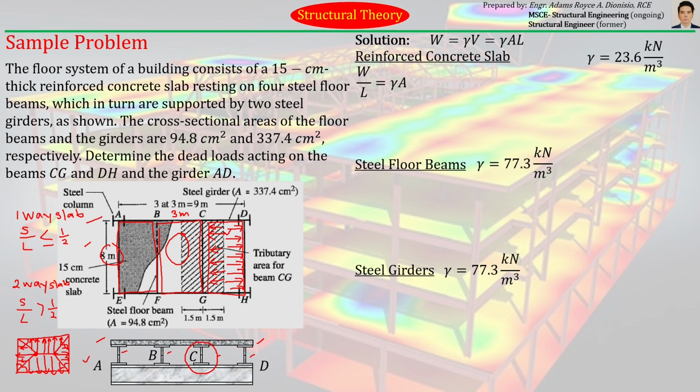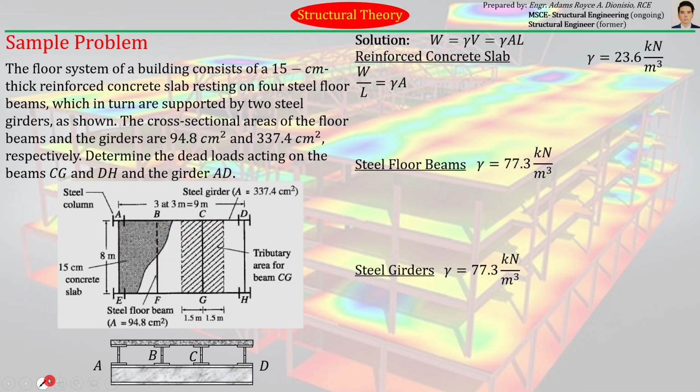Okay? So, kung titignan natin yung floor beam CG, may dalawang slab panel siya na sinusupport. Buburahin ko lang yung ibang nakasulat ha. May dalawang slab panel siya na sinusupport. Itong slab panel na to, si BCGF, tsaka slab panel CDHG. So, meron siyang kinikerry na load from this slab panel and this slab panel.